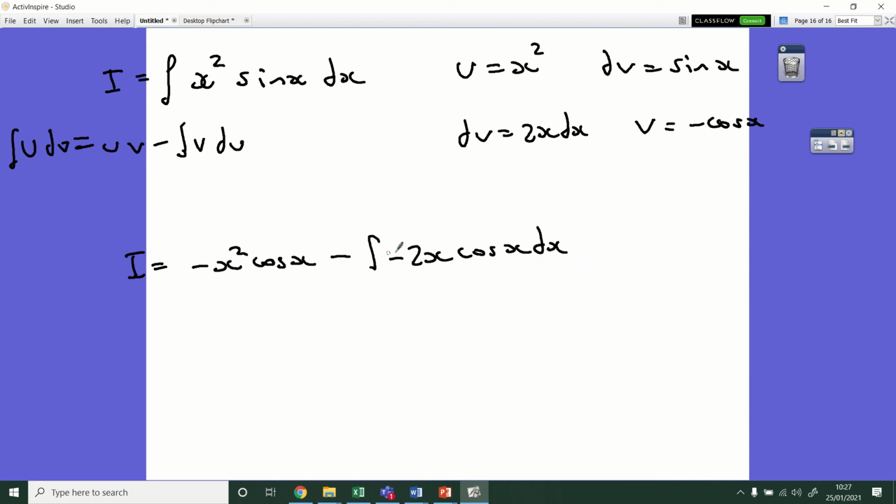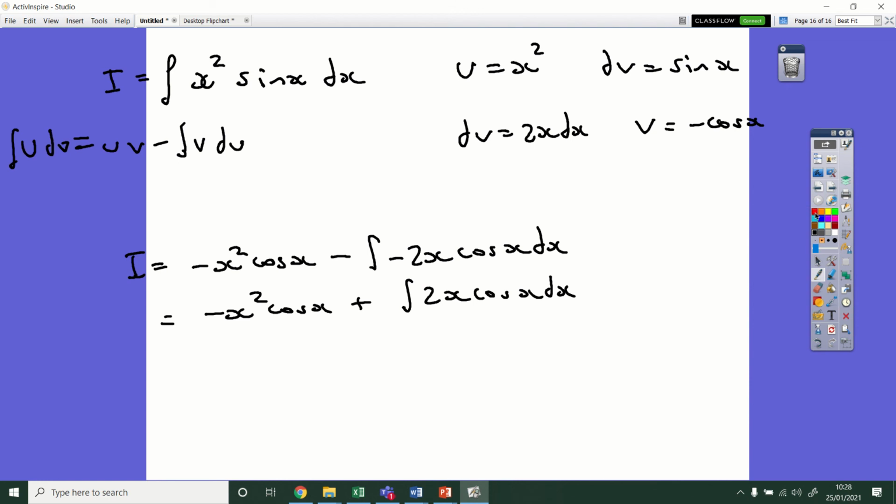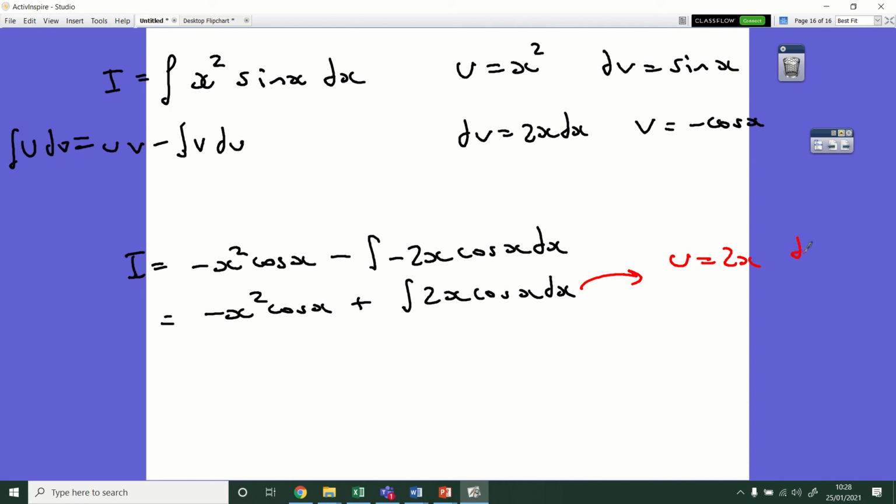Okay, and then again, we've got another product rule here that requires a second integration by parts. But before that, I'm going to tidy this up together. So this becomes this, plus the integral of 2x cos x dx. Okay, right, let's write out our second product rule. So I'm going to make this have u equal 2x, dv equals cos x, which means that du is another 2 dx, and v is going to be positive sine x.